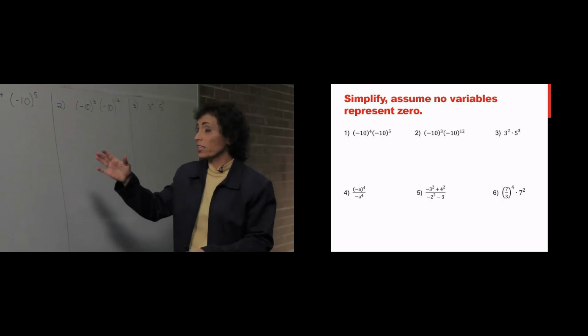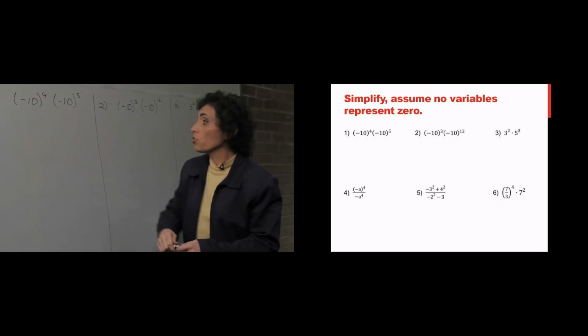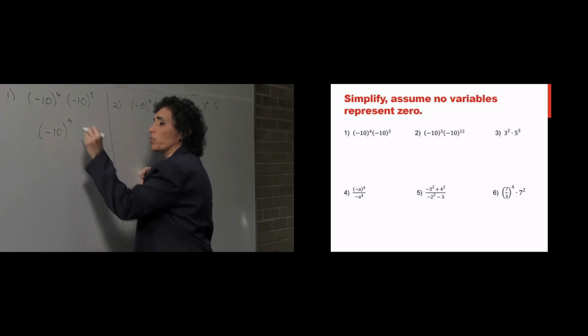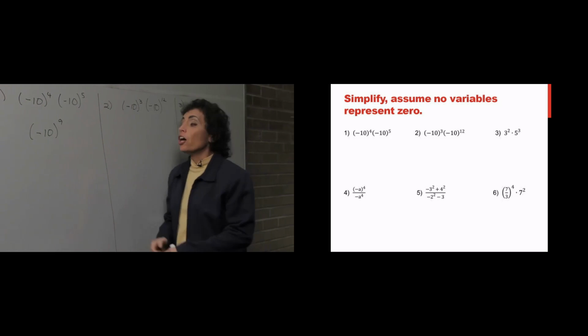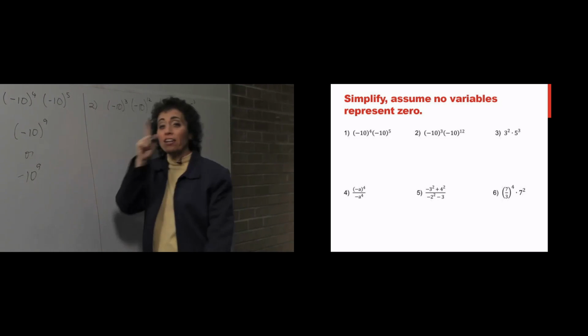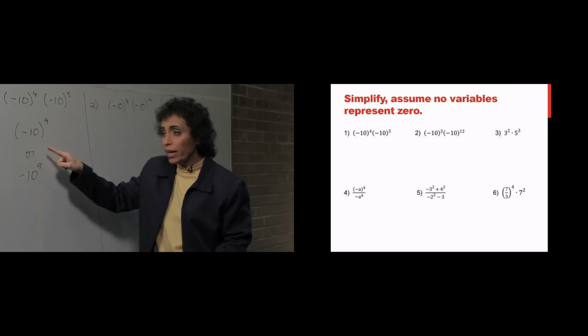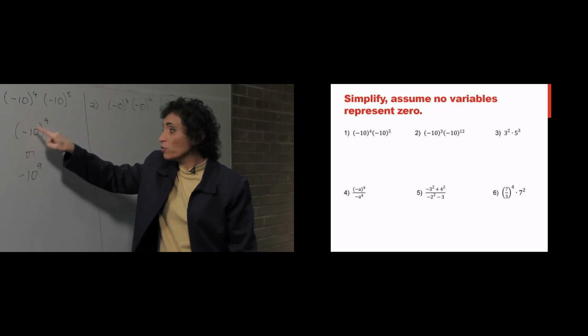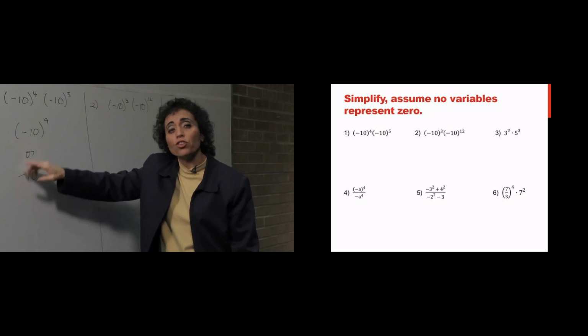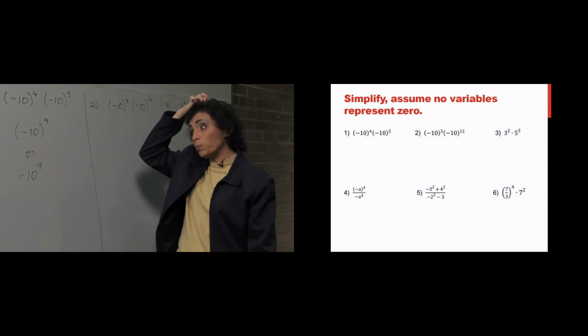Okay, let's take a look at this. It's the same base, so we're going to keep the base, -10, add the exponents. Now, I have to tell you, you can have that answer, or you can have this answer. Do you know why? Okay, I'll tell you. Because either way, you're going to get a negative back. If a negative is raised to an odd power, you're going to get a negative. And here, the negative is not even being raised. You just bring it down. So either answer would be correct.